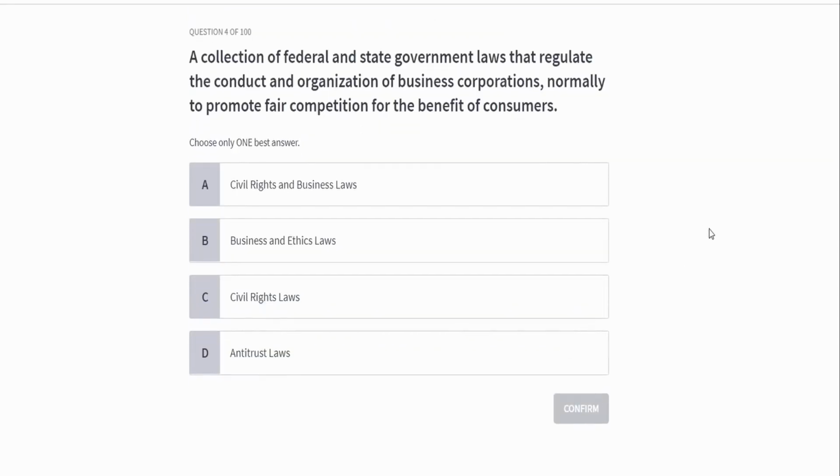All right, so a collection of federal and state government laws that regulate the conduct and organization of business corporations, normally to promote fair competition for the benefit of consumers. So it gives us 4 options here. Is it A, the civil rights and business laws, B, the business and ethics laws, C, the civil rights laws, or D, the antitrust laws? So like always, here's an opportunity for you guys to think about it, come up with your answer, and we'll meet up in a couple seconds.